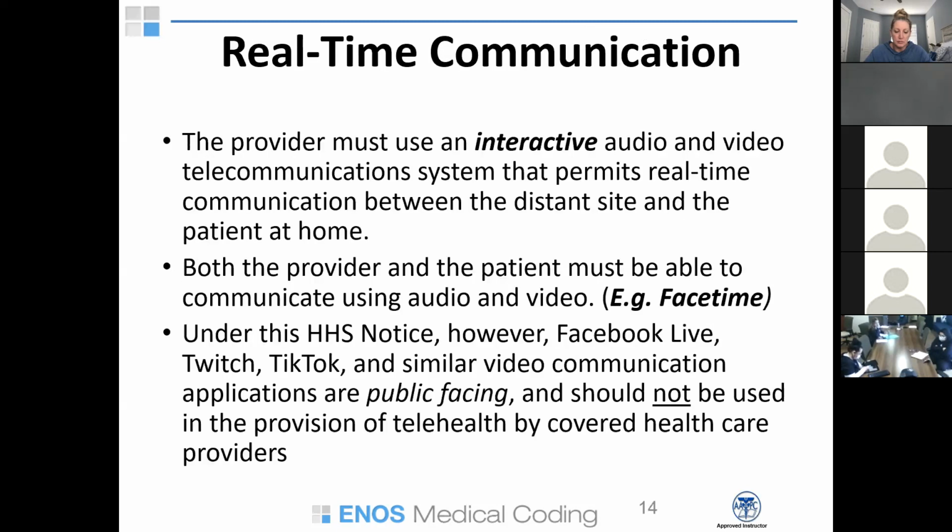Real-time communication means that it is interactive and live, audio and video, between the patient and the provider. So FaceTime on an iPhone is an example of real-time communication. Under this HHS notice, however, public-facing services like streaming services are not allowed, and they specifically prohibited Facebook Live, Twitch, TikTok, and similar video communications because they are not considered to be secure.